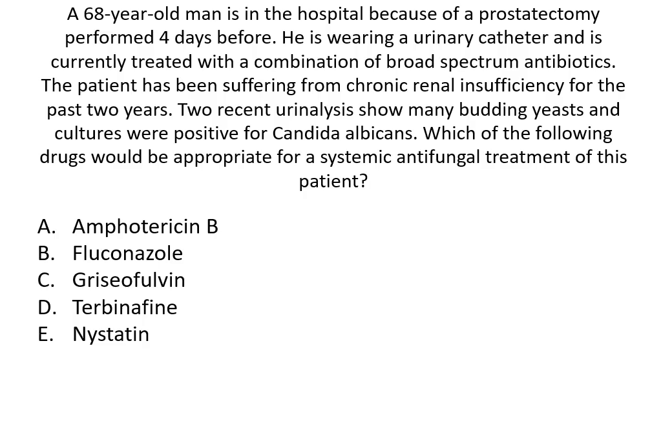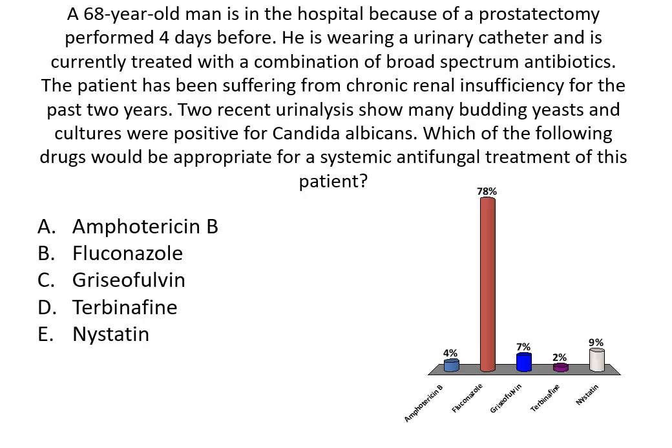So the answer is fluconazole. Why is it fluconazole? Well, obviously this patient has chronic renal insufficiency for the past 2 years. So amphotericin B is going to be problematic in this patient because he's going to add injury to an already compromised renal function. There is no serious infection here. It is a urinary tract infection, localized, and the person can therefore be treated with the alternative agents, fluconazole, the azoles. Nystatin is not used systemically.